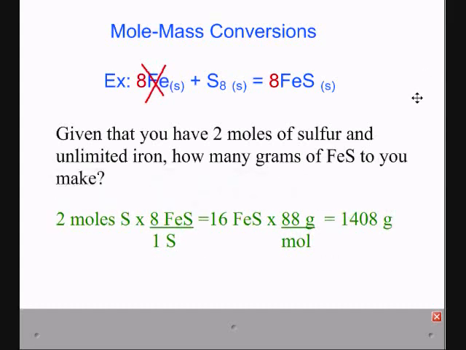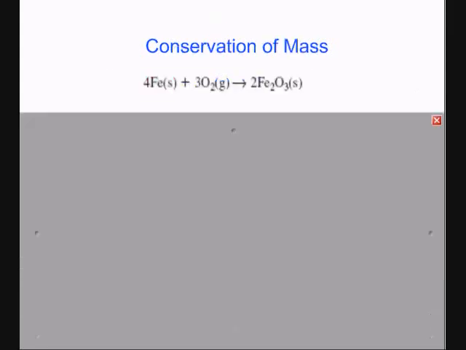2 steps, right? First step, use the mole-to-mole ratio that you've gotten in the balanced equation. Second step, convert the number of moles to grams by multiplying by the molar mass.